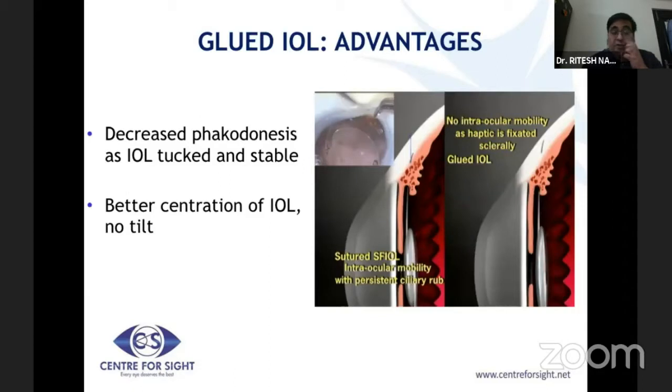So as I was talking about phacodonesis, in cases wherein the sutured SFIOL was done, the IOL actually hangs like a hammock from the two sutures. The sutures are in the sclera and the IOL is hanging like a hammock. So with every eye movement, the IOL tends to move. So there's a lot of phacodonesis in sutured IOL. While in haptic externalization SFIOL technique, or the glued IOL technique, once the haptic is out into the tunnel, it has a better centration, there is lesser tilt, and the IOL is more stable.